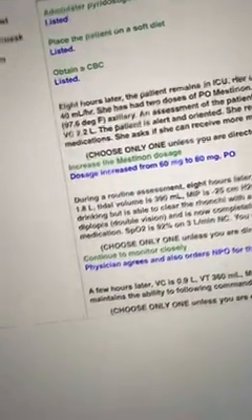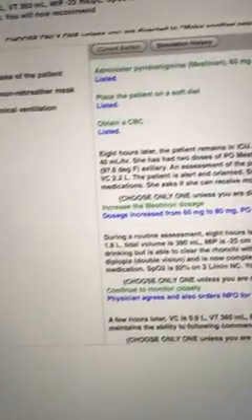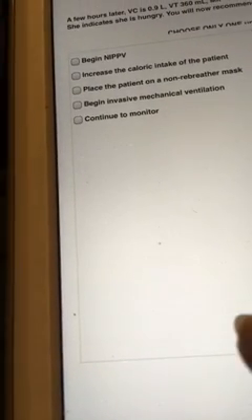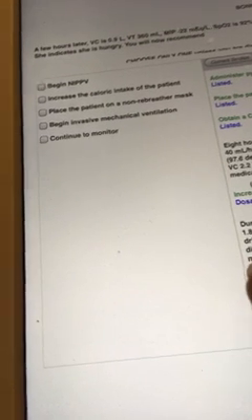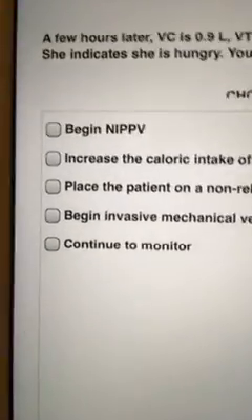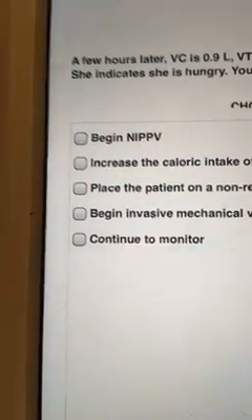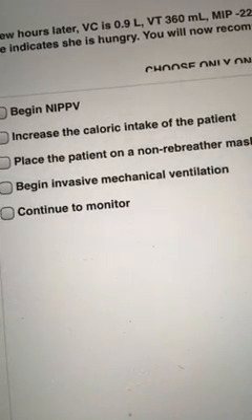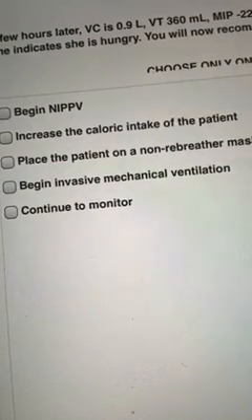So a few hours later, her vital capacity is 0.9, so she definitely needs to be intubated now. MIP is negative 22, SATs are 92 on 3 liters. Patient maintains an ability to follow commands. She indicates she's hungry. What will you now recommend? Will you begin NIPPV, increase her intake, place the patient on a non-rebreather mask, begin invasive vent, or continue to monitor? I'm going to begin invasive vent.